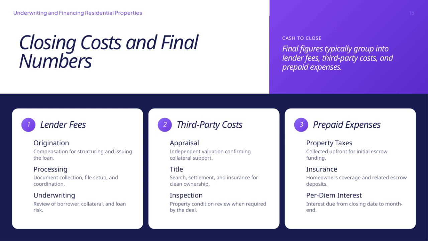Lastly, prepaid expenses involve amounts collected up front to cover various ongoing costs. Property taxes are collected initially to fund the escrow account. Insurance fees cover homeowners' coverage and related escrow deposits. And per diem interest is the interest due from the closing date up to the end of that month. Understanding these three categories helps clarify what makes up the cash to close and ensures borrowers are prepared for the full scope of costs involved when financing residential properties.